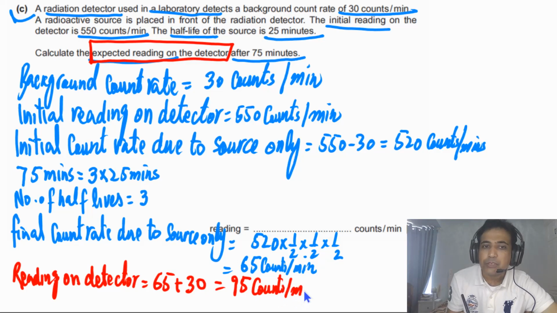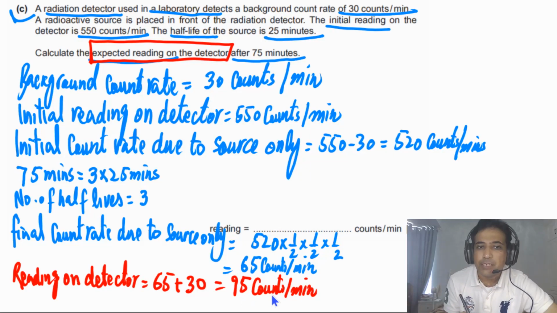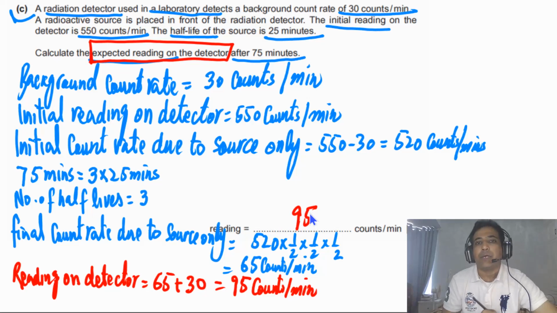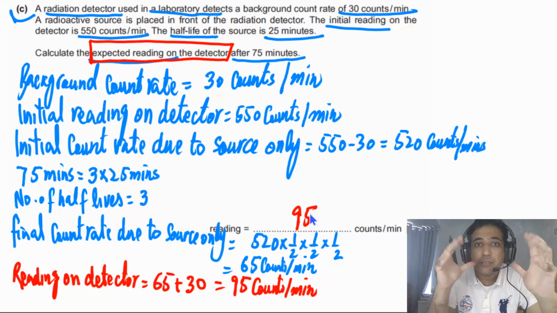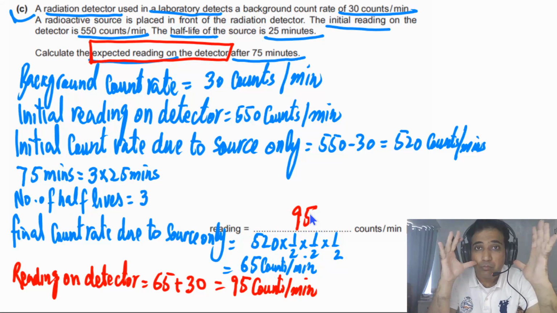A beautiful question. Try to understand this one step by step. So we have 95 counts per minute. The final answer we need to write here is 95. So this is how you need to answer. It's a beautiful question. Try to master this.